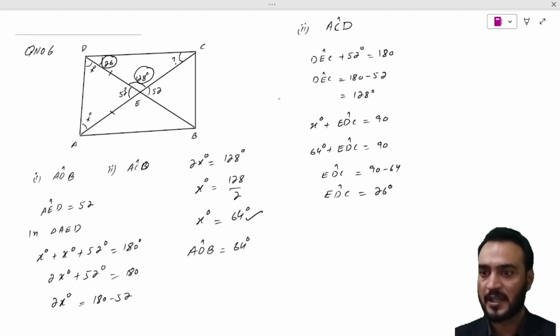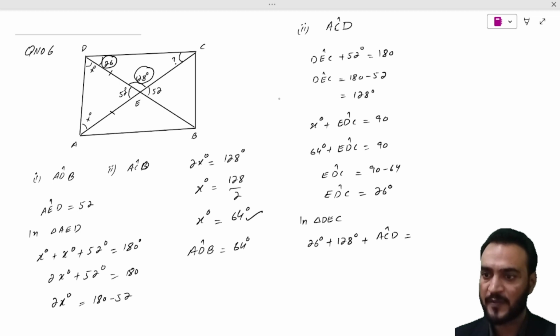Now we will consider the triangle DEC. In triangle DEC, the sum of interior angles, one is 26 degrees, the other one is 128 degrees, and the third one is angle ACD. The sum of these angles is equal to 180 degrees, because these are interior angles of a triangle.